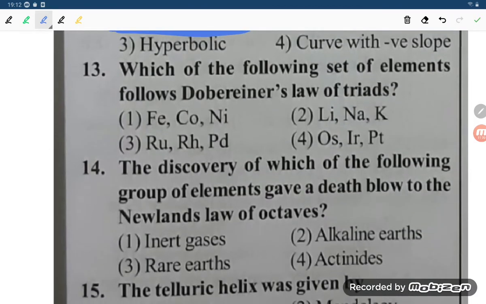Now question number 13. Which of the following sets of elements follows Dobereiner's triads model? Lithium, sodium, potassium. This is Dobereiner's triad, very easy, student. I already wrote it in the previous question. So for question number 13, option number 2 is the correct option. Now let us move to question number 14.